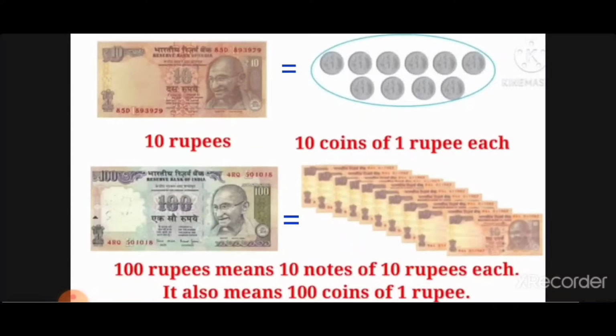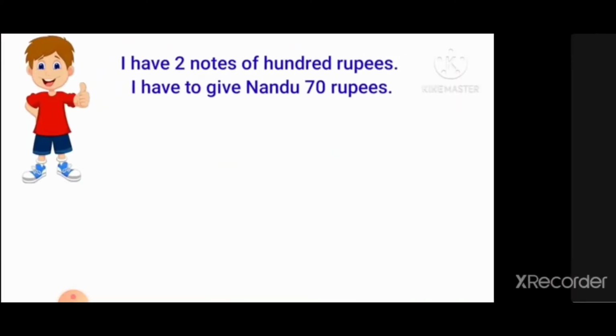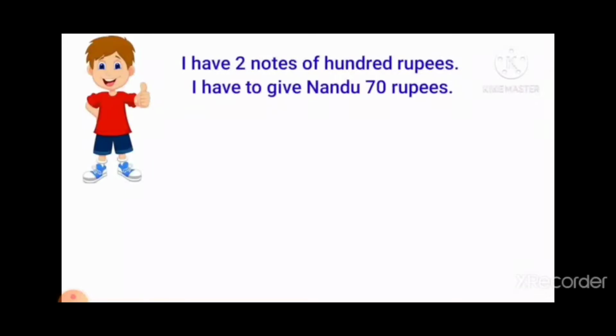Just like 10 rupees is equal to 10 coins of 1 rupee, 100 rupees will be equal to 100 coins of 1 rupee. Here is an example. Sonu has 2 notes of 100 rupees. I have to give Nandu 70 rupees. So Sonu says that out of 200 rupees, he has to give 70 rupees to his friend Nandu.